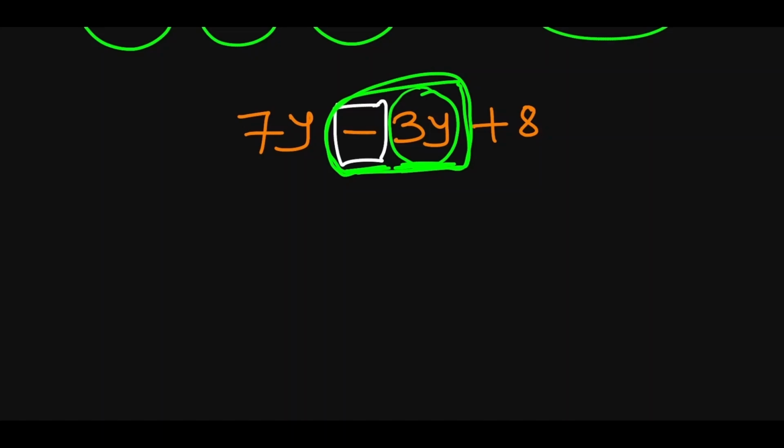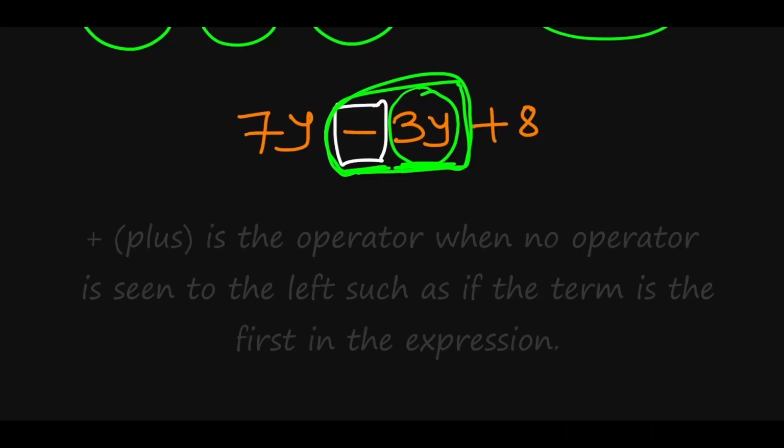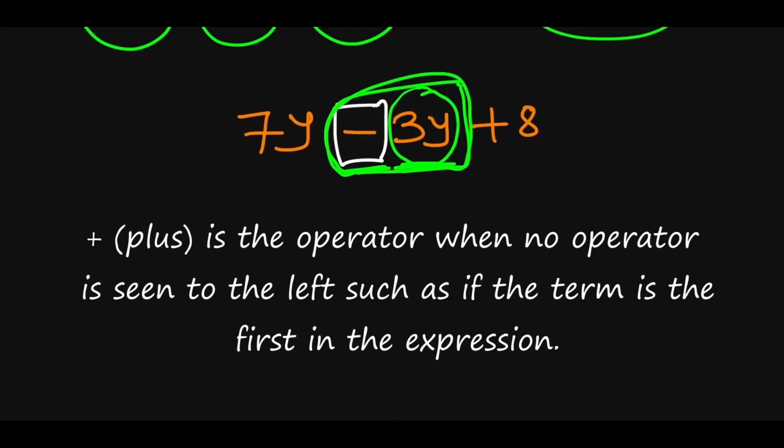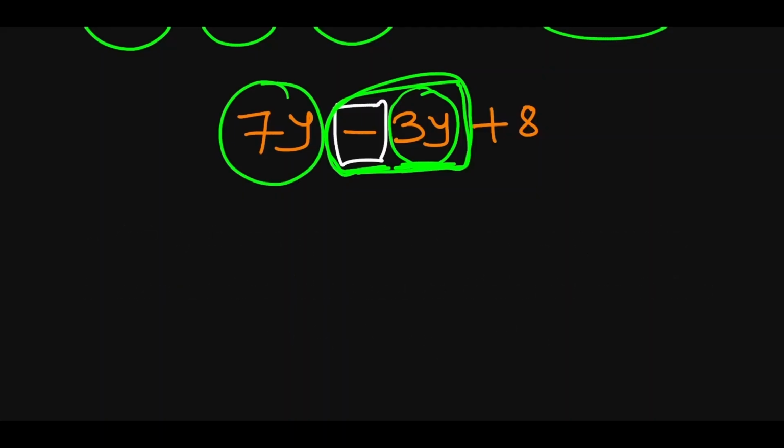The second part of this law or this rule that I call operator ownership is that if a number or a term has no operator beside it, then the operator beside it automatically is plus. So look at this example here. This 7y, because it's the first term in this expression, has no operator beside it. So automatically plus becomes its operator. So this is the first rule. You must know this. It is very, very important.